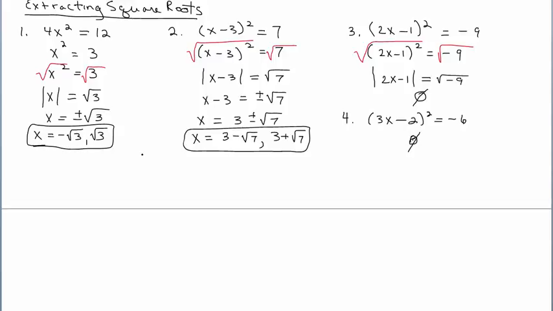All right, so in these last 2 videos, we looked at solving quadratic equations by factoring and extracting square roots.